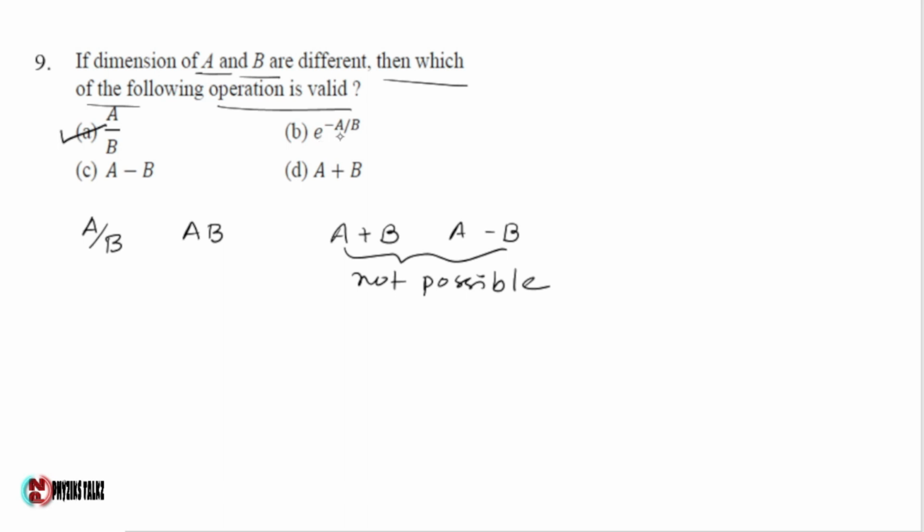Now in the B option, e to the power minus A by B is a dimensionless quantity, and also here A by B should be a dimensionless one, but as A and B have different units, A by B is not a dimensionless quantity, so this operation is not valid. So the correct option is option A.